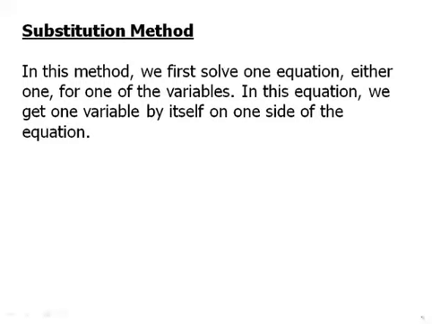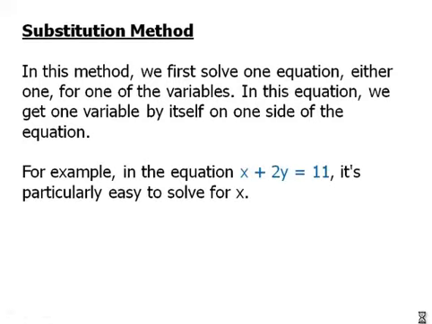So the substitution method. In this method, we will first solve one equation, either one, for one of the variables. In this equation, we'll get one variable by itself on one side of the equation. So those two equations I gave a moment ago, one of the equations was x plus 2y equals 11. And that's an equation where it's particularly easy to get x by itself. All I'm going to do is subtract 2y from both sides, and I get x equals 11 minus 2y. So hold on to that for a second. x equals 11 minus 2y.